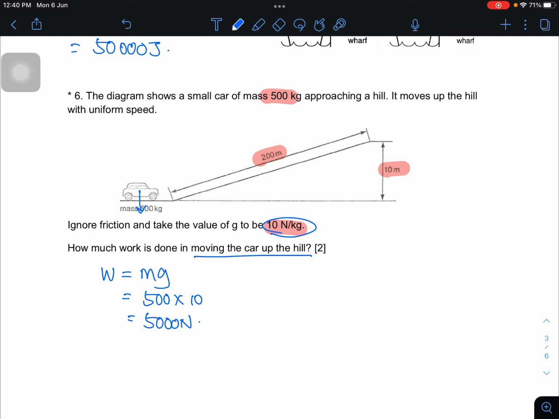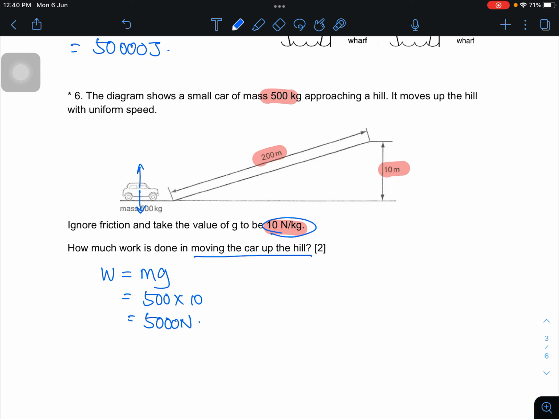Downwards, right? So if the weight is acting downwards, what is the upward force that needs to be applied by the engine to move the car up the slope? Minimally, the car must also act upwards, with a magnitude of 5,000 Newton. The car will also need some horizontal forces, but we are not looking at that. We are looking at just the vertical component.